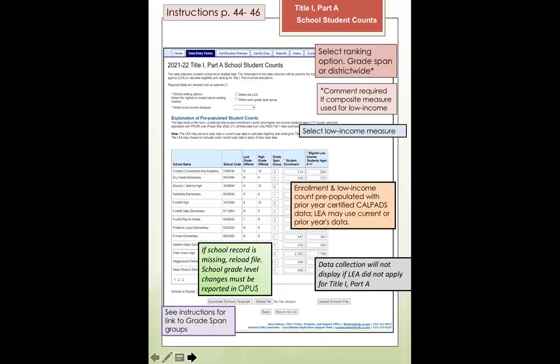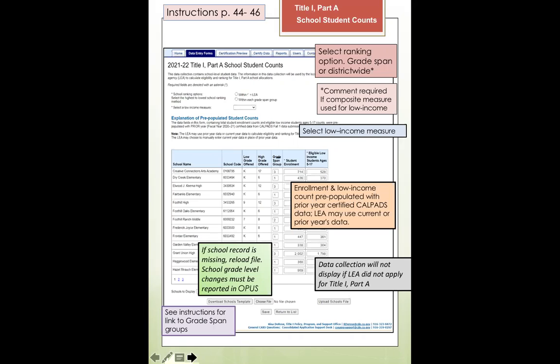Then you're going to select your low income measure. There's a drop-down menu. Most people use free and reduced price meals. If you use a composite, you're going to have to write a justification, but most people use free and reduced meals. The enrollment and low income numbers are pre-populated. Both your enrollment and your low income numbers are pre-populated from the prior year's CALPADS, not this fall, but the prior year's.